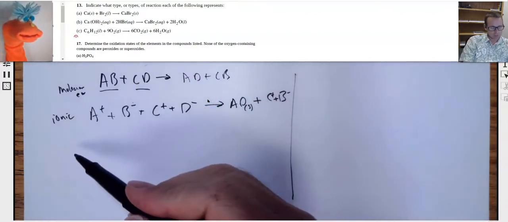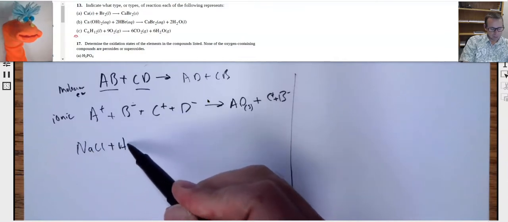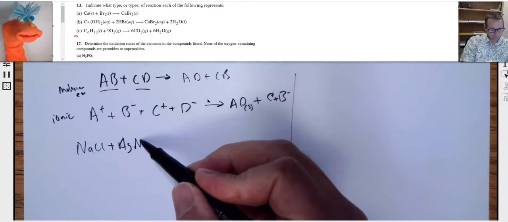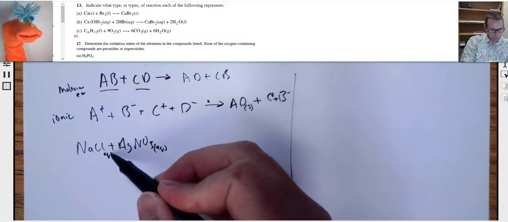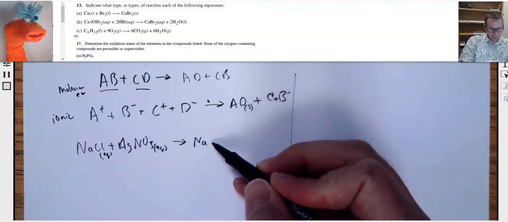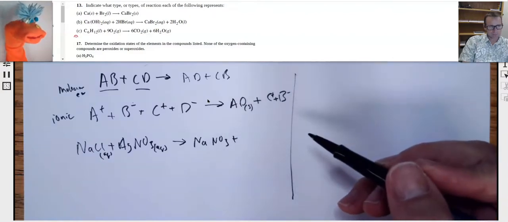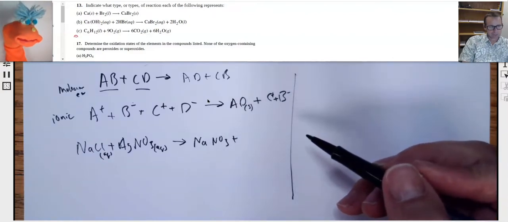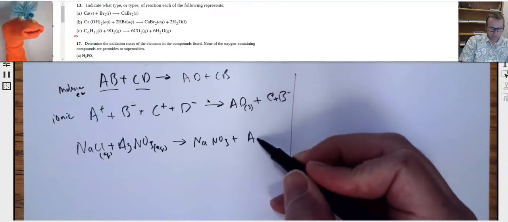Let me give you an example of one. Sodium chloride plus silver nitrate. These are both ionic compounds that are aqueous. And the products are sodium going with the nitrate. And what do you think the other product is? Silver going with the chloride. That's right, silver going with the chloride.